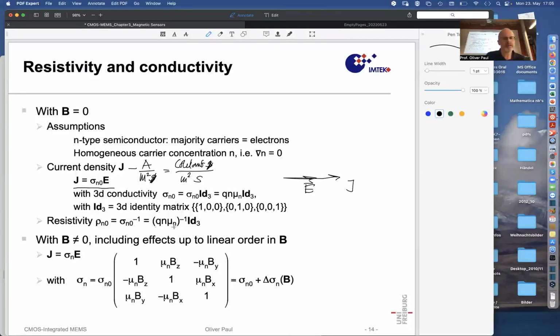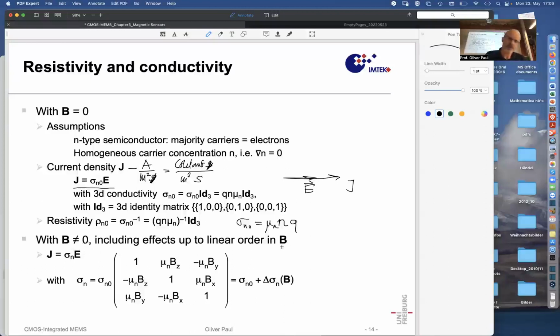And this number sigma n0 is equal to mu of the electrons, the mobility of the electrons, times the density of the electrons, times the elementary charge. That is a fundamental result from the theory of conduction. So now what happens with B different from 0?